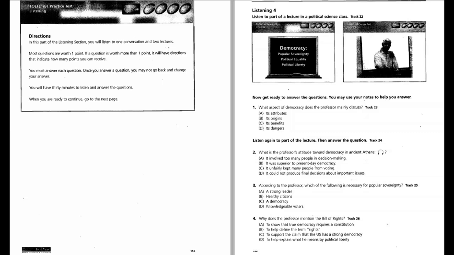Number 2. What is the professor's attitude towards democracy in ancient Athens? Number 3. According to the professor, which of the following is necessary for popular sovereignty? Number 4. Why does the professor mention the Bill of Rights?